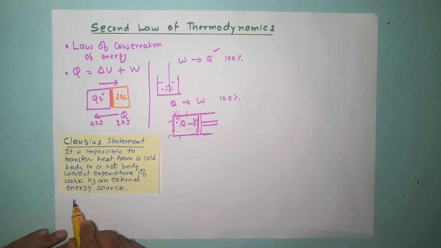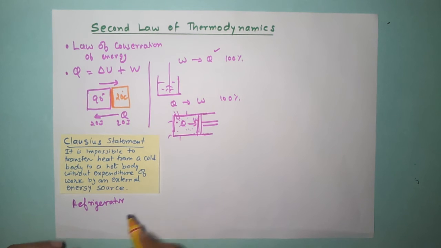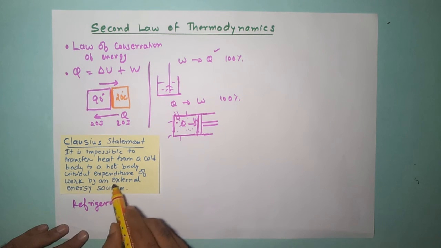For example, in the case of a refrigerator. Heat is absorbed from the inside of the refrigerator where we keep the foodstuff, and it is passed on to the atmosphere, which is at a higher temperature. But for doing that, we have to use electrical energy. The electrical energy runs the compressor, which compresses the refrigerant; it absorbs heat from the foodstuff and then passes the heat on to the atmosphere. So external work is required.